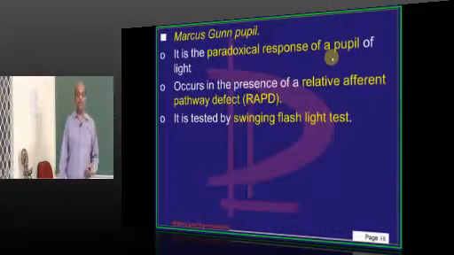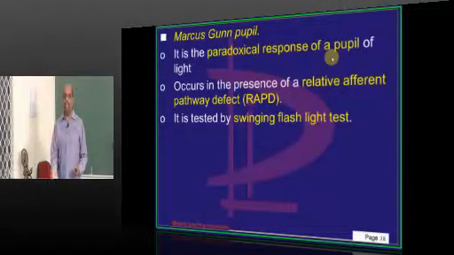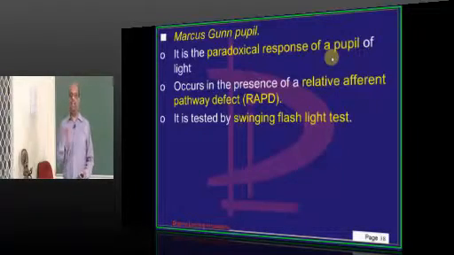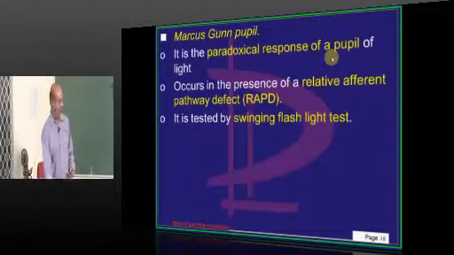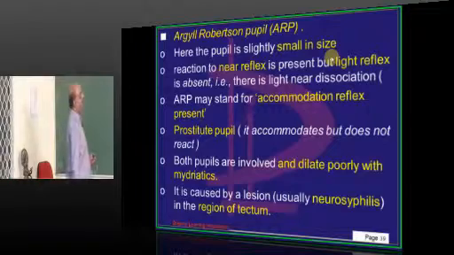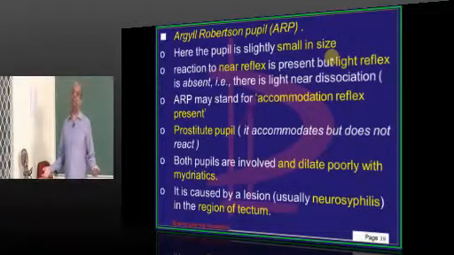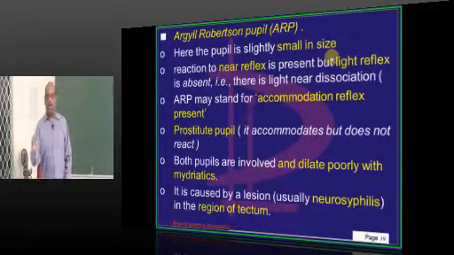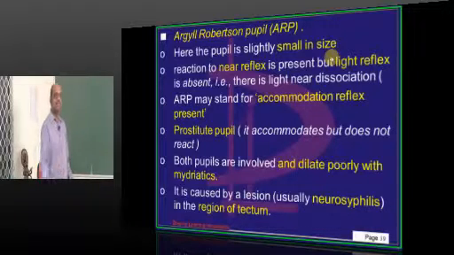What is the paradox about it? When you are throwing light, there is no constriction. When you are moving away, there is a constriction. Which is the paradox about it? Then Argyll-Robertson pupil, all of you know. What is that? Accommodation reflex is present.